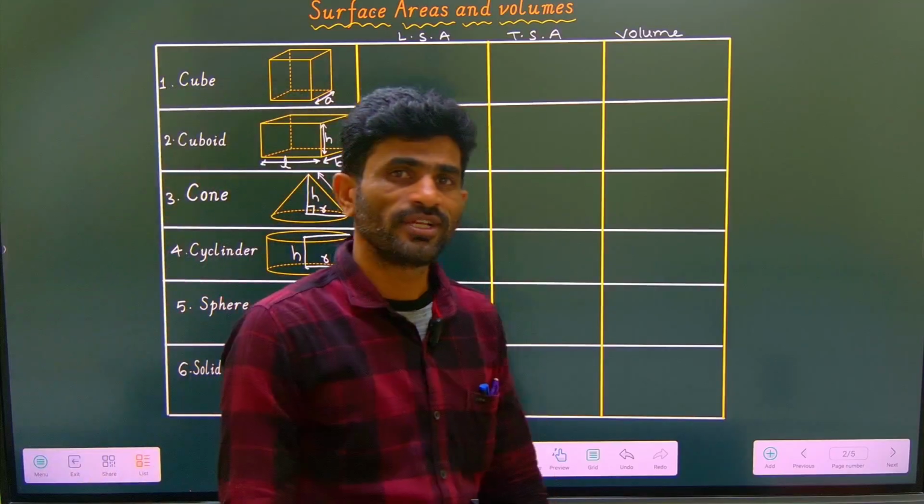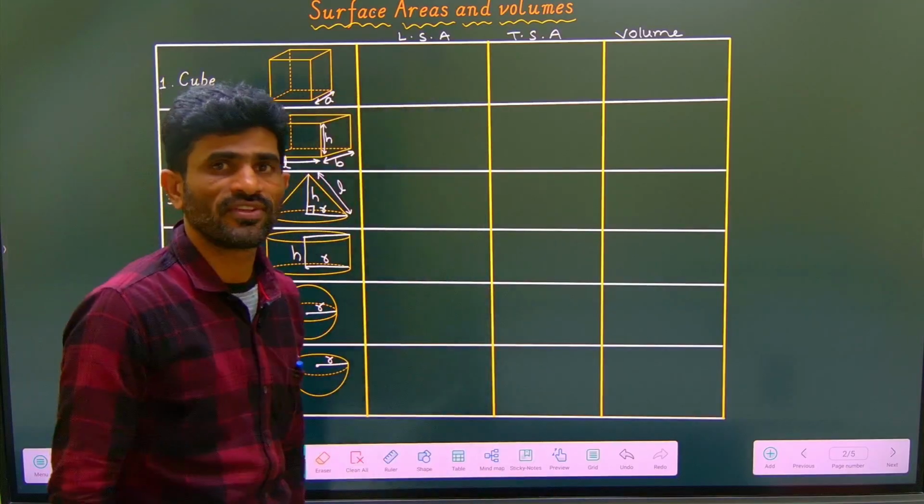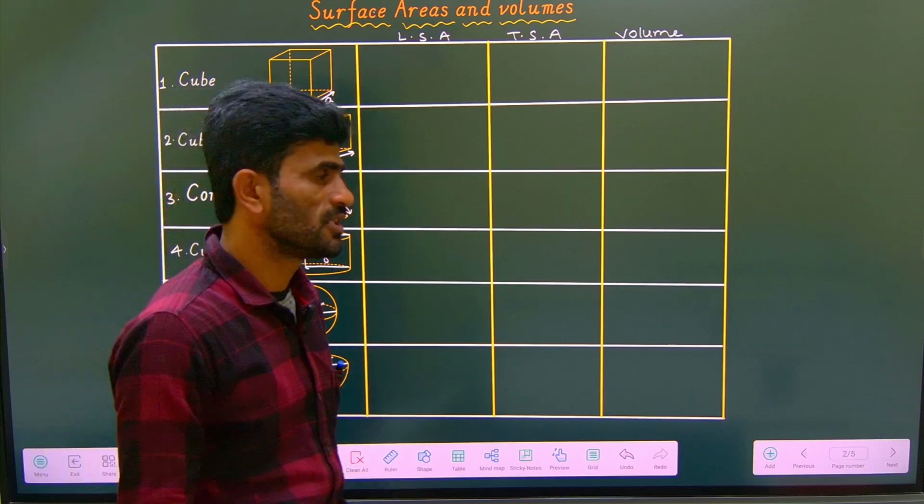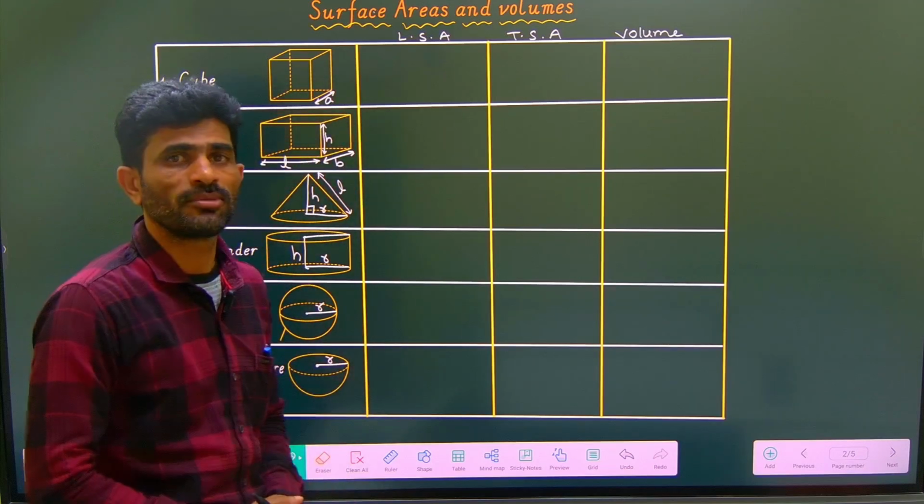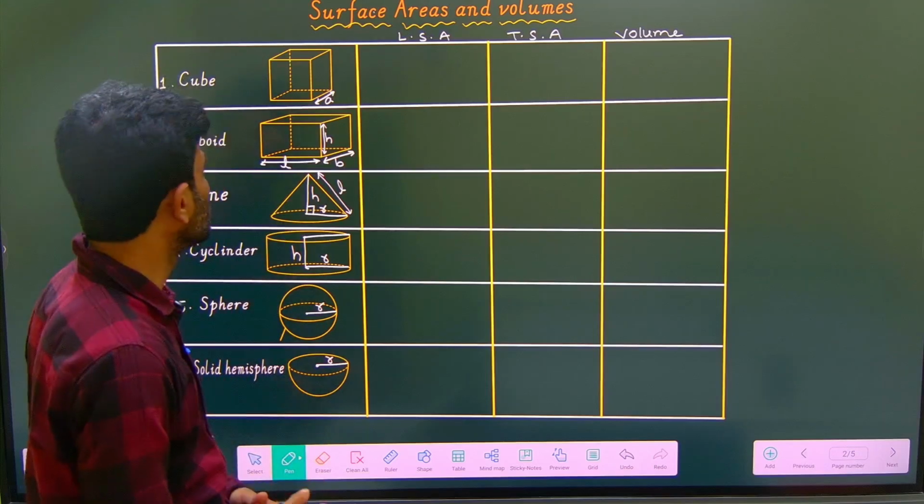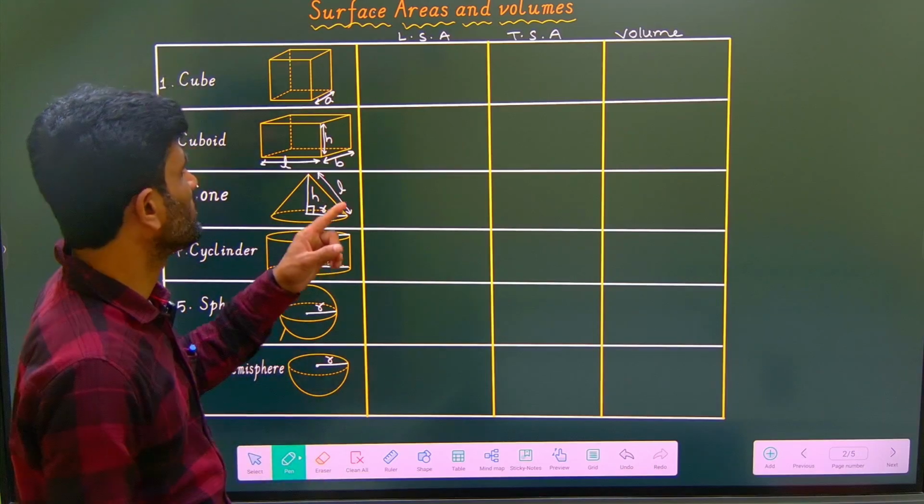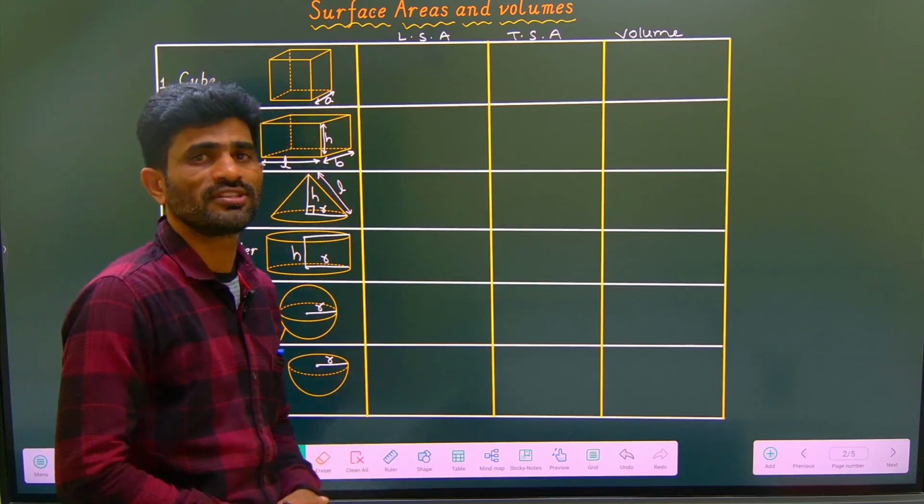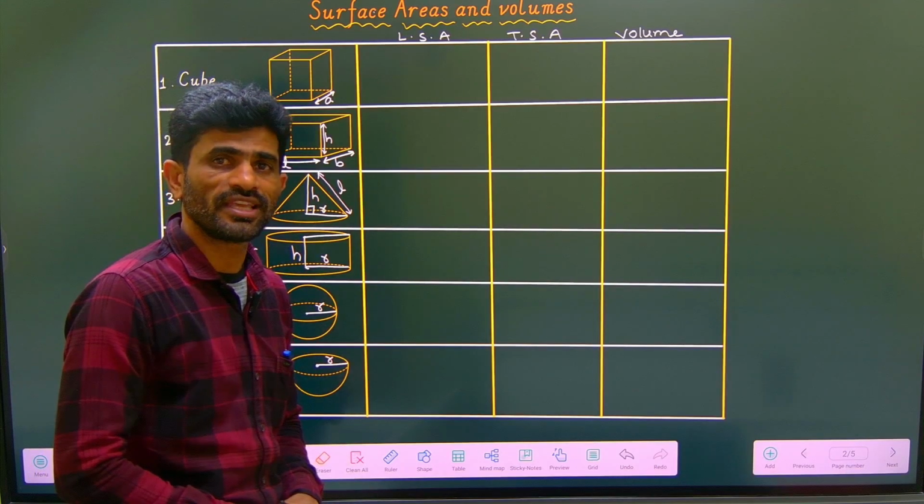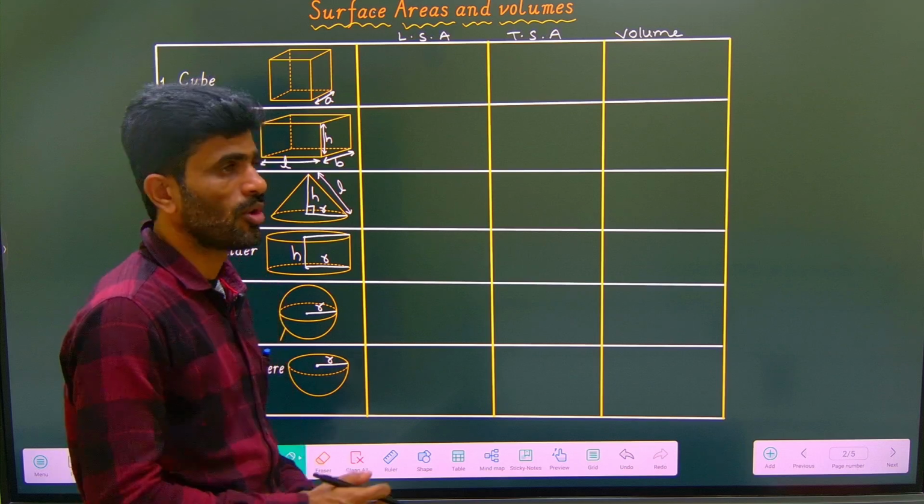Hello my dear students, today we are going to discuss the surface areas and volumes topic, which is very important in your final exam. So today we will discuss the important formulae for all these different types of solids, LSA, TSA, volume of all these solids. Then we will also discuss how to find surface areas and volumes of combination of solids.